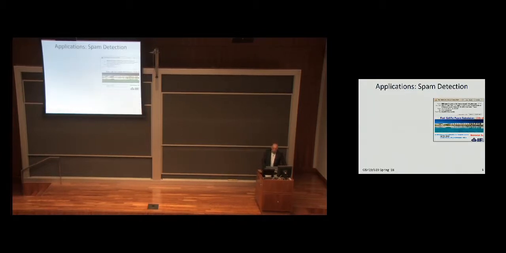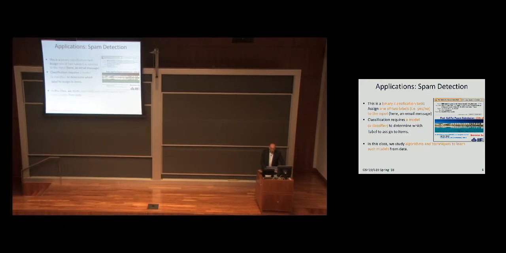So if we want to look specifically at one of them, say spam detection that I highlighted before, what is really going on here? So we have a binary model, binary classifier, and the idea is to assign to a given email one of two labels. Yes, spam. No, not spam. And you want to be able to do it for every input that you get. So this is kind of the generic task that we are going to talk about. Classification, this task requires that we learn a model, and this model is going to assign labels, yes, no, plus, minus, positive, negative, to the items. In this class, we're going to study algorithms and techniques, not only algorithms, to learn such models from data.